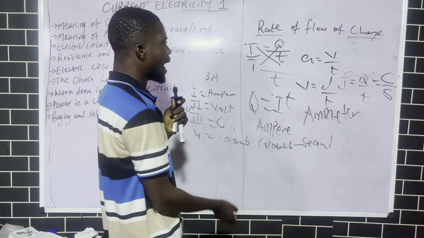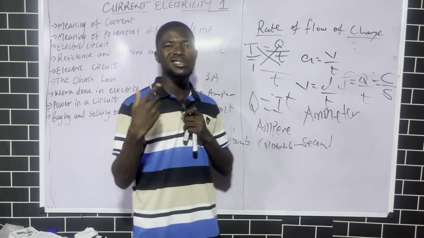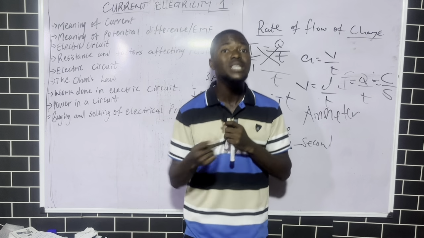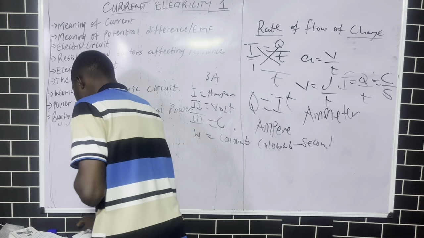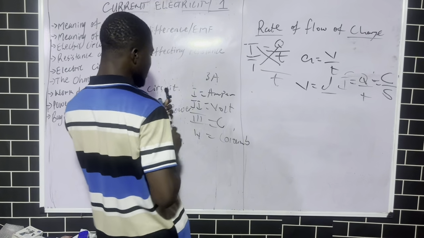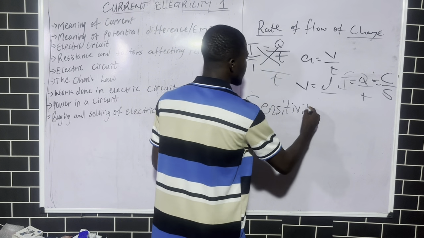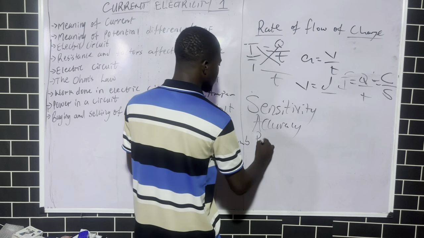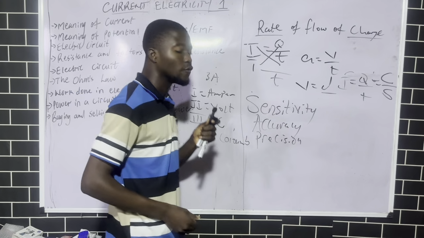So having known that, another thing I want us to take note of again is that an instrument can be sensitive. I want to differentiate between sensitivity, accuracy and precision. Most times it is actually used in physics. I've seen a question on that. So let's differentiate these three things so that when they tell you an instrument is sensitive, you will know what it means.